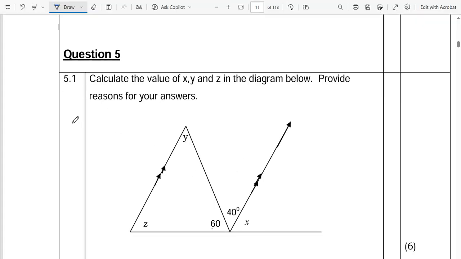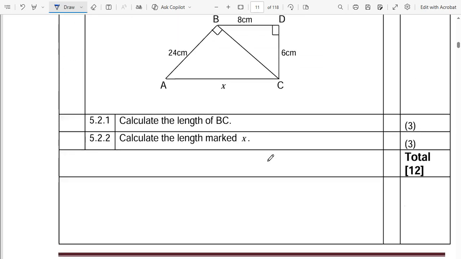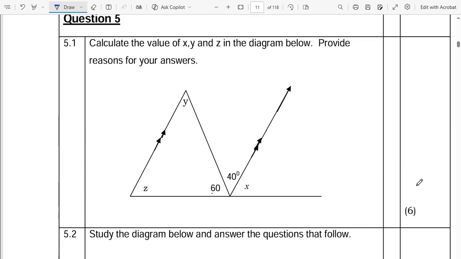Okay, grade 8 learners, let me teach you guys how to collect this easy 12 marks. So let's start with this 6 marks. This one is a very easy question. You just have to make sure that you follow all the steps that I'm going to show you now. Then you'll be able to collect that 6 marks.